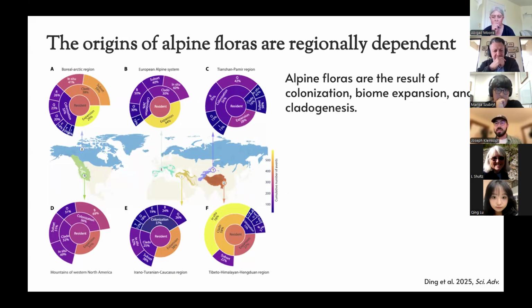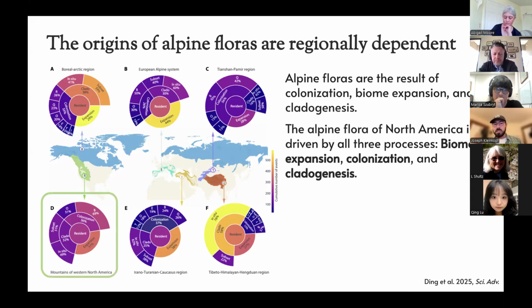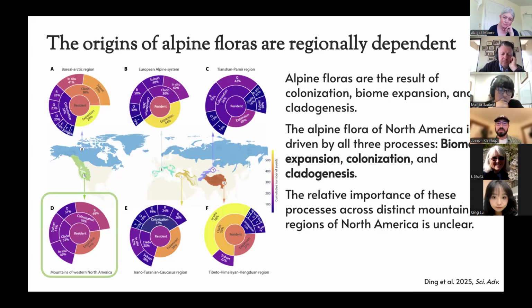And what they find is that the alpine floras are the result of a combination of migration, right, colonization from other alpine regions, upward migration from the lowlands, and cladogenesis, so sympatric or allopatric speciation. And what's interesting is in North America, these three processes seem to play almost equally important roles. So you have colonization, cladogenesis, and expansion, they're all equally important. And that got me thinking about the relative importance of these roles in these distinct geographic regions of North America, because as we know, North America is pretty complex geologically.